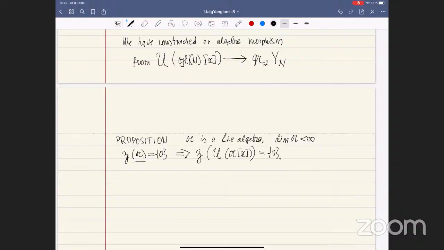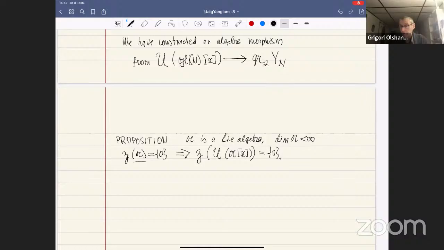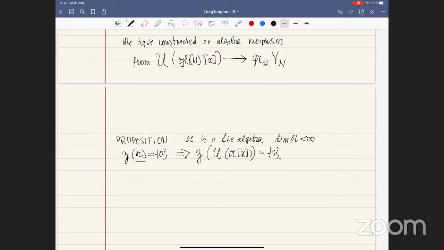Counterintuitive? Maybe some example of SL2 can help. For me, it's also.